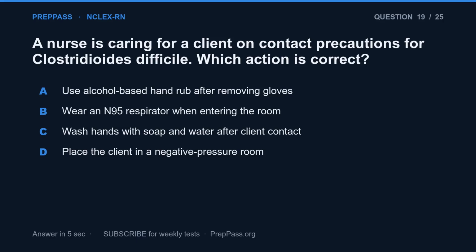Question 19. A nurse is caring for a client on contact precautions for Clostridioides difficile. Which action is correct? A. Use alcohol-based hand rub after removing gloves. B. Wear an N95 respirator when entering the room. C. Wash hands with soap and water after client contact. D. Place the client in a negative pressure room.